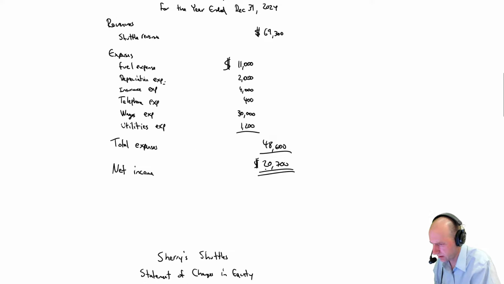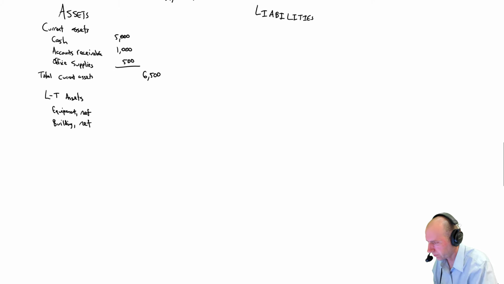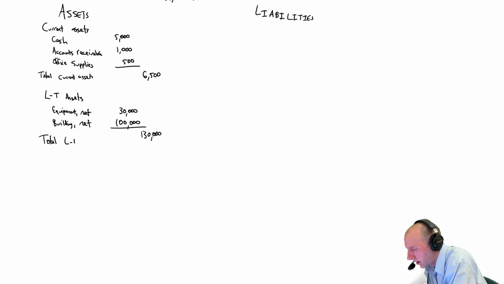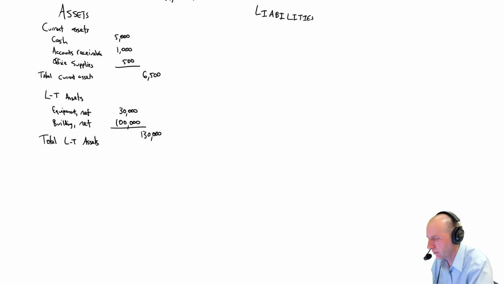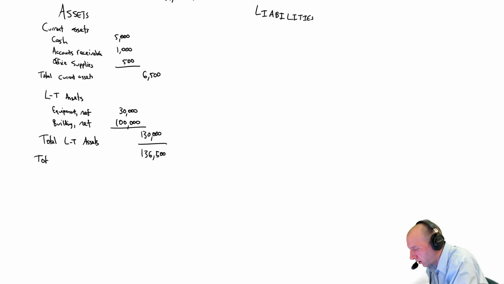For long-term assets, equipment is 30, building 100. 30 plus 100, well, that's 130, and that is my total long-term assets. Again, this also gets called property, plant, and equipment. It also gets called capital assets, but fair enough just to call them long-term for now. 130 plus 6 is 136,500. And that is our total assets.